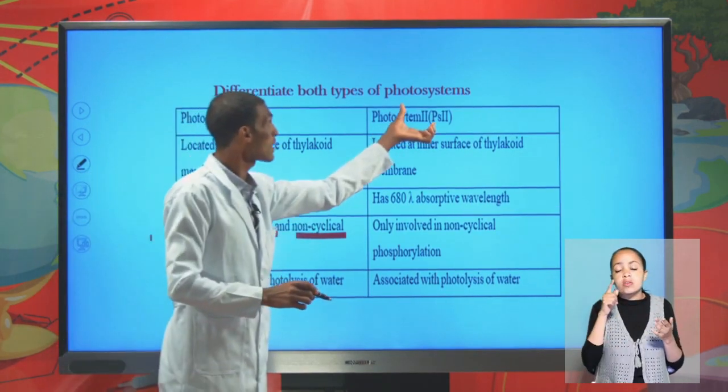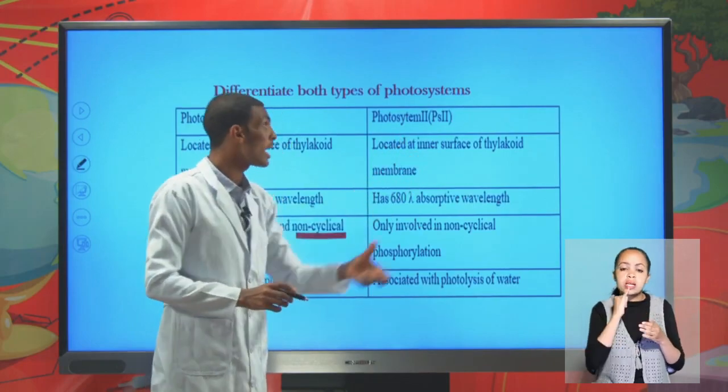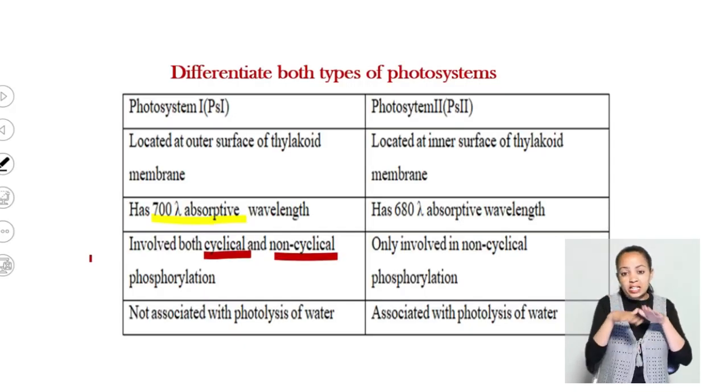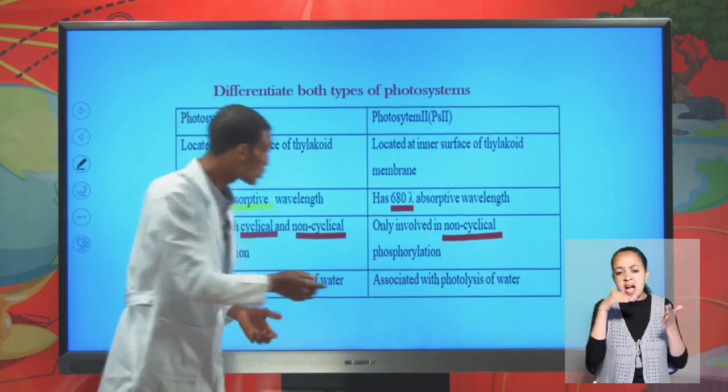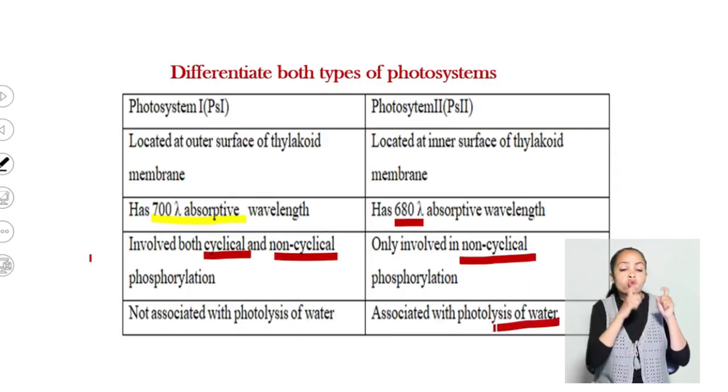Whereas photosystem 2 is located at the inner surface of the thylakoid membrane with 680 absorptive wavelengths, present only in non-cyclical phosphorylation, and again associated with photolysis of water.